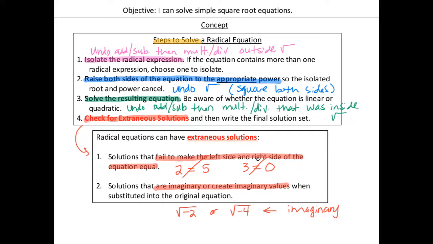Okay, so just to recap one more time, we're going to do PEMDAS in reverse with anything outside of the square root. Then you get rid of the square root by squaring both sides, and then get rid of any addition, subtraction, multiplication or division that was inside of the square root. So basically do PEMDAS in reverse, get rid of the square root, and then do PEMDAS in reverse again, okay? And then at the very end, you check for extraneous solutions.